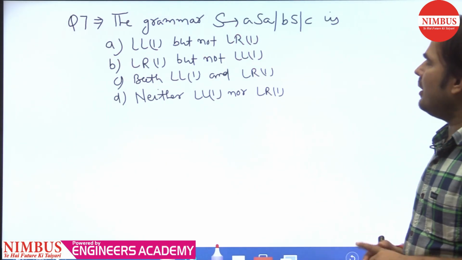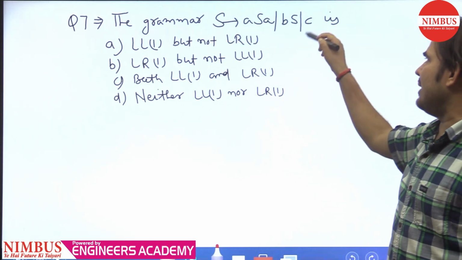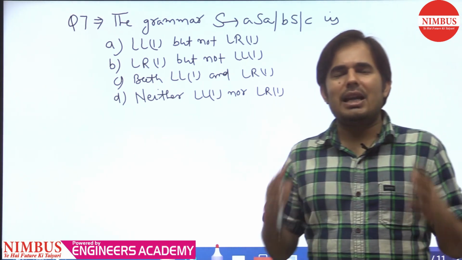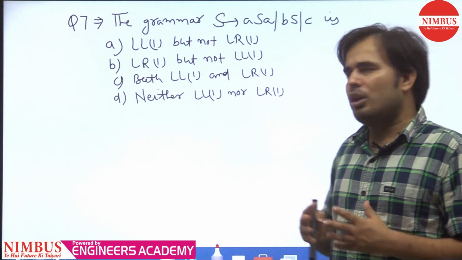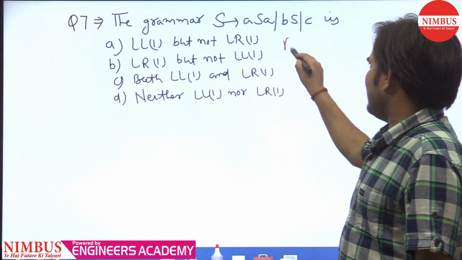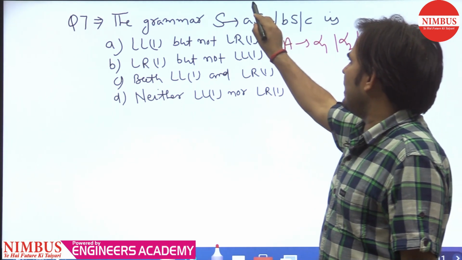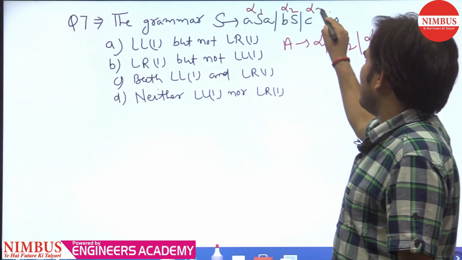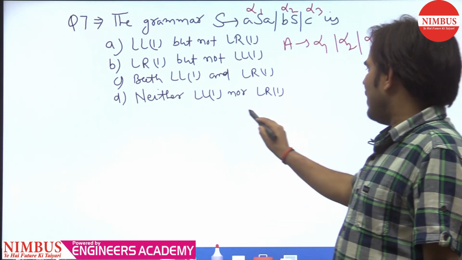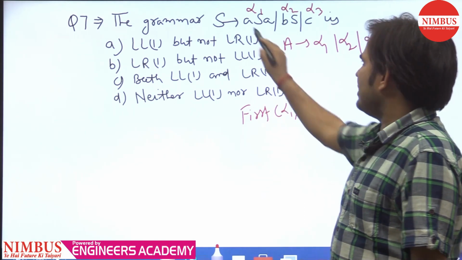This is question number 7. Listen, read it carefully. The grammar S tends to ASA/BS/C. Okay, guys. So to check whether it is LL1 or LR1 or not, we need to go through the concept जो हमने बताए थे. So it looks like this: A tends to alpha1/alpha2/alpha3. This is alpha1, this is alpha2, and this is alpha3. We need to take first of alpha1, alpha2 and alpha3. So first of alpha1 equal to this A.